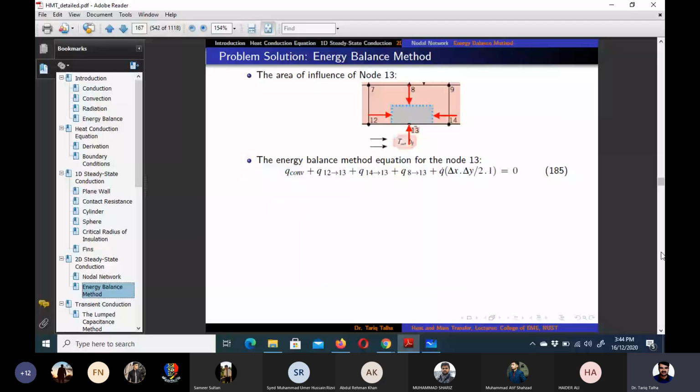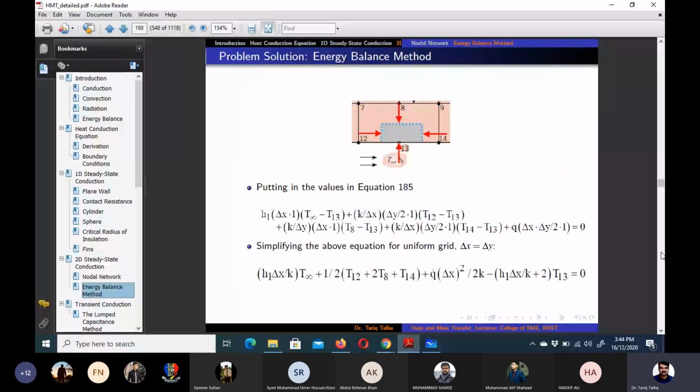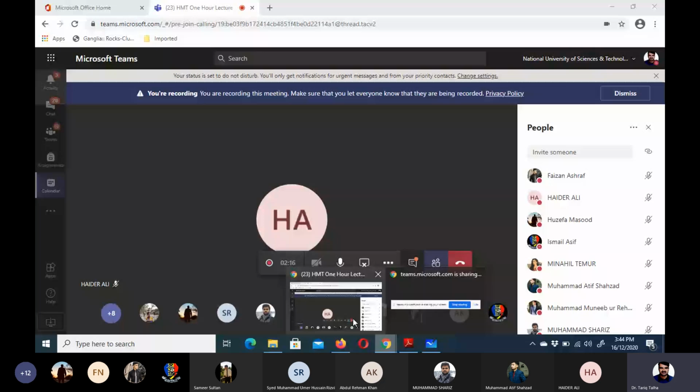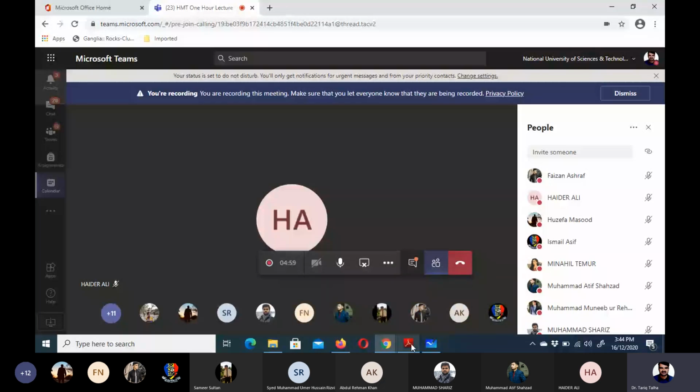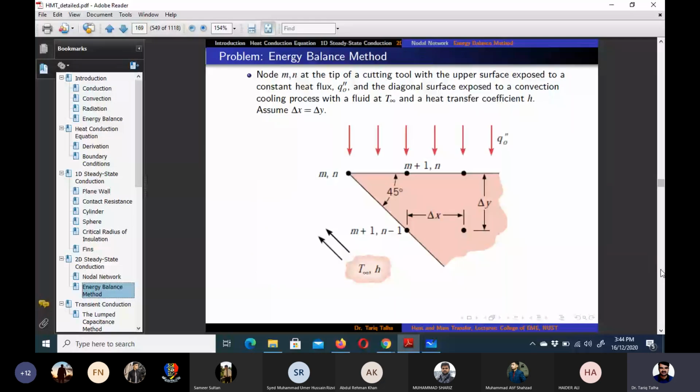If you have got any query from the previous lecture, you can ask. Otherwise, we can continue with the numerical problems for the energy balance method. So if there is any query, please ask now. So it means that everything is okay, because there is no query at the moment. So we continue with the numerical problems for the energy balance method.